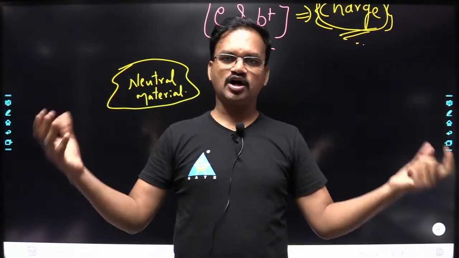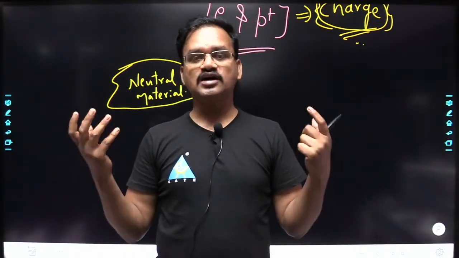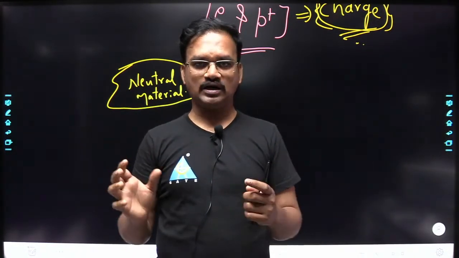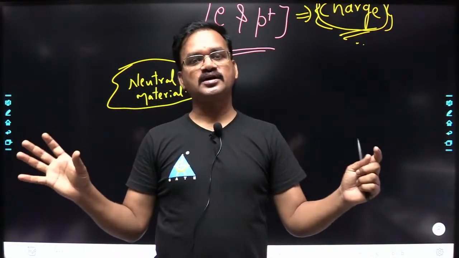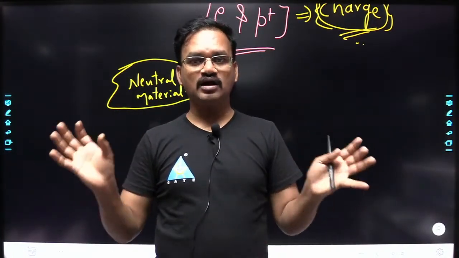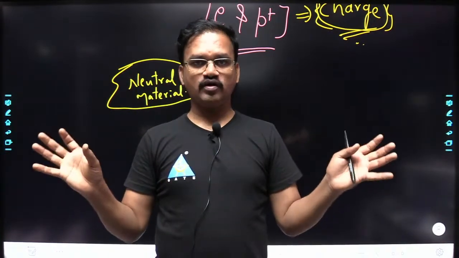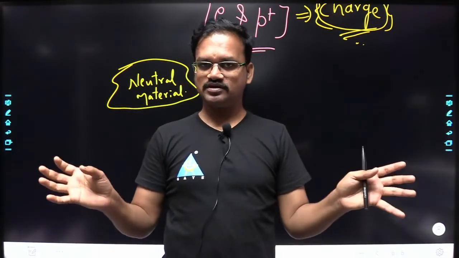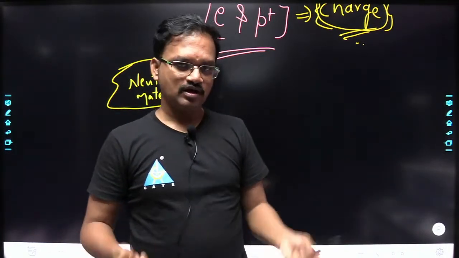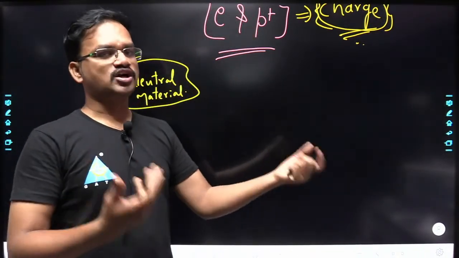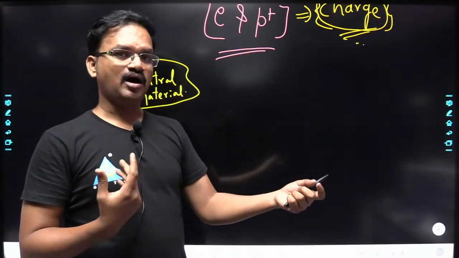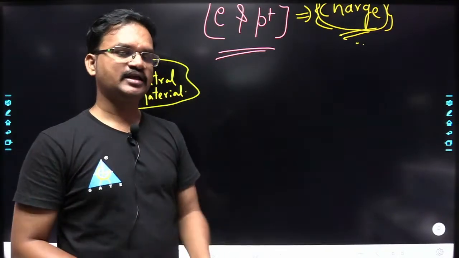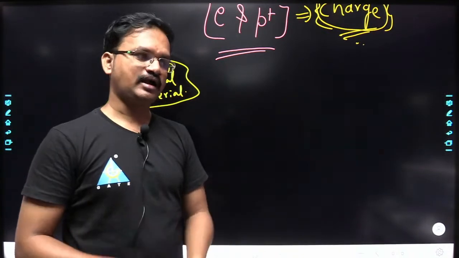So once we create a charged material or charged particle, it is observed that these charged particles are exerting forces on one another. If you have like charges, they repel each other. If they are unlike charges, they attract each other. So the final conclusion is, charged particles exert forces on one another: like charges repel, and opposite charges attract.